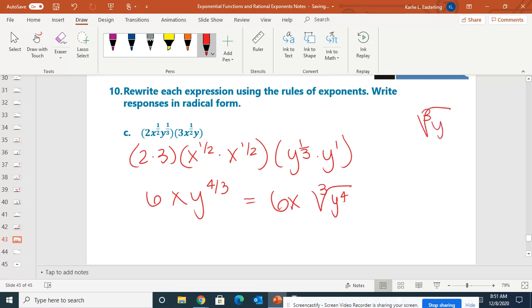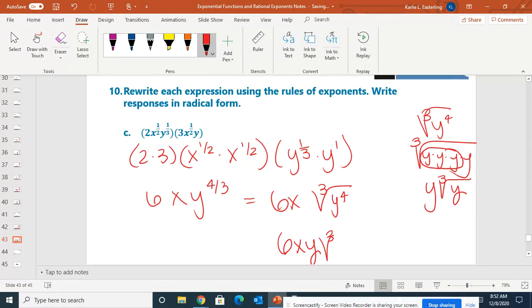Cube root of y to the 4th is y times y times y times y. And you're looking at a cube root here, so you have to have 3 things to be able to pull one out. So you're looking at y cube root of y. So 6x y times the cube root of y, because you still have one y left under there. With our square roots, we have to have 2 things to pull out because the square is 2. If we're looking at a cube root, a cube is 3, so you have to have 3 things to be able to pull out. Okay.